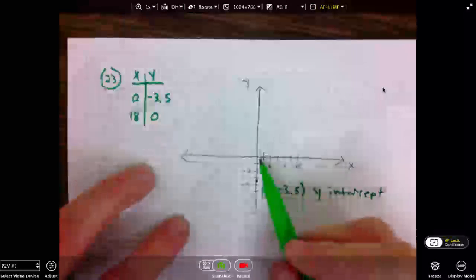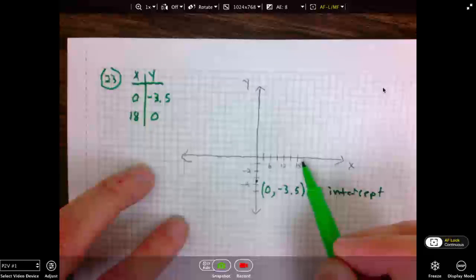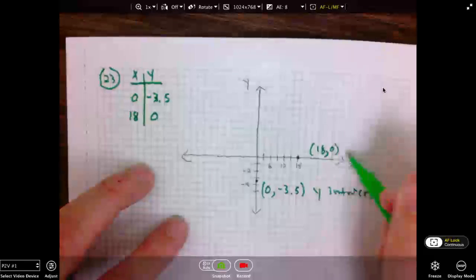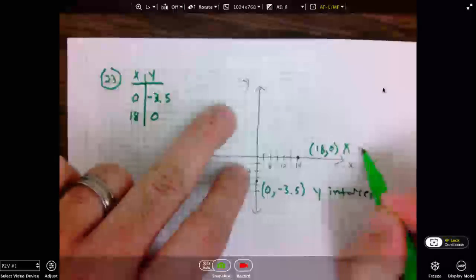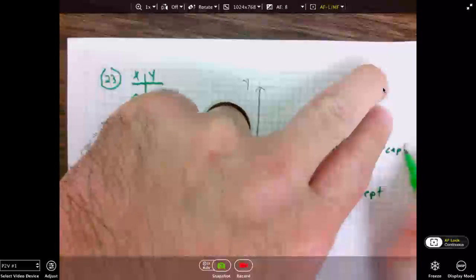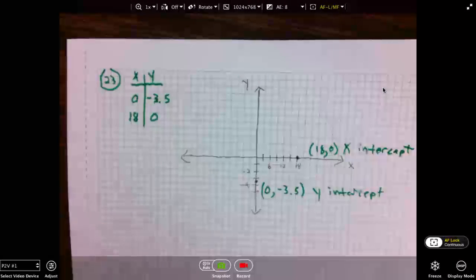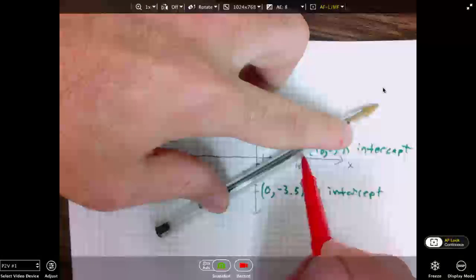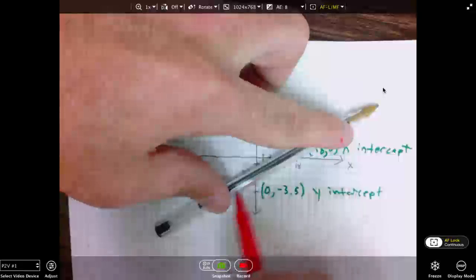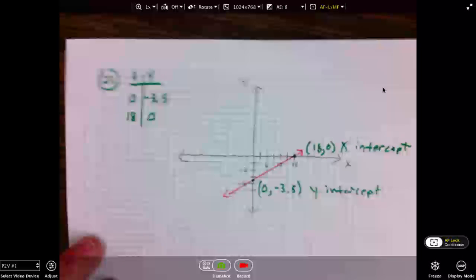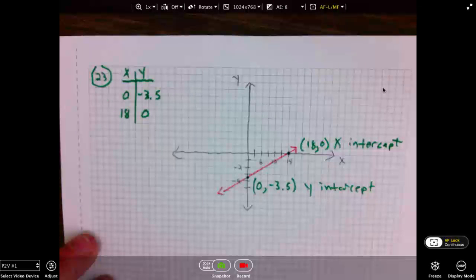Now we want 18, 0. 3, 6. Well, we already have 18 out here. This is the point 18, 0. This is the x-intercept. All right, we simply connect these 2 points. Put arrows on the end to indicate that the line goes on infinitely, and that is graphing using x and y intercepts.